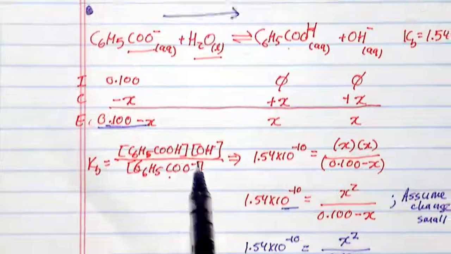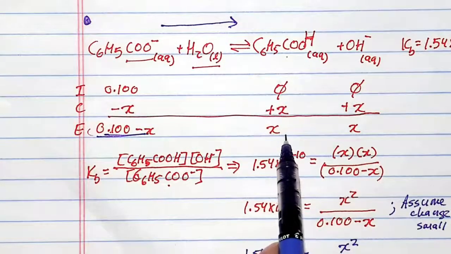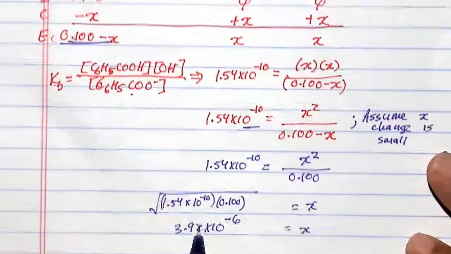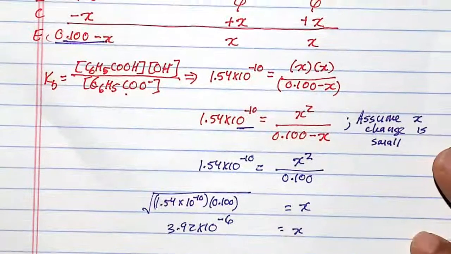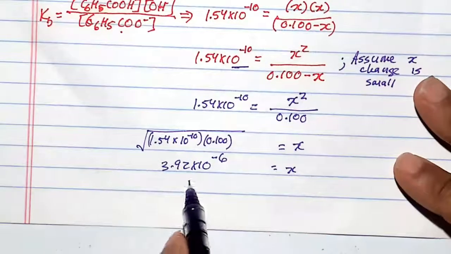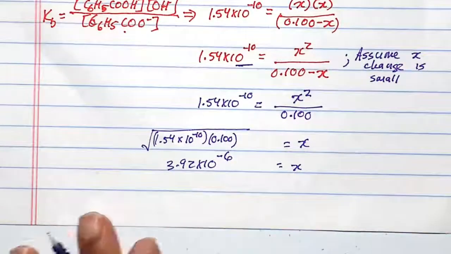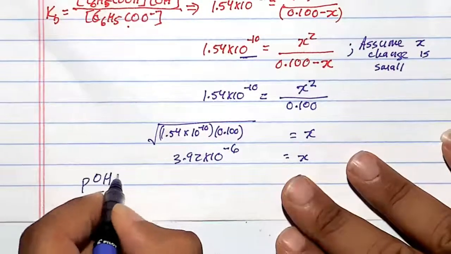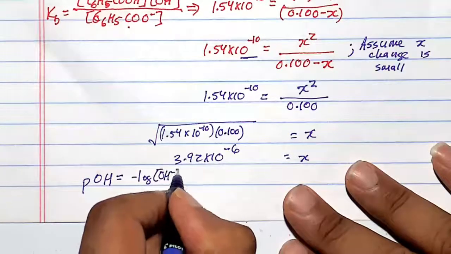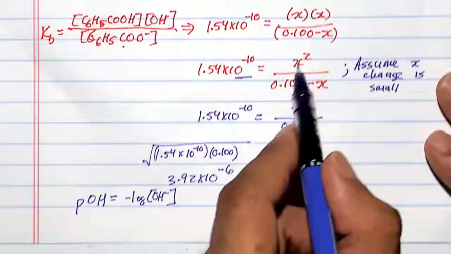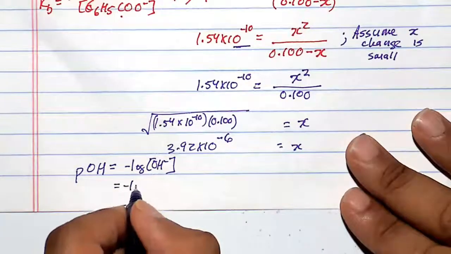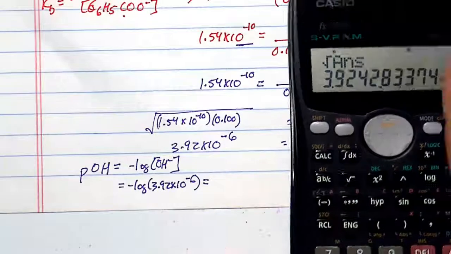Okay? What's my concentration at equilibrium of benzoic acid, the acid? It's going to be 3.92 times 10 to the minus 6, like micromolar amounts. What's my concentration of OH minus? That's x. Here's our x, 3.92 times 10 to the minus 6. Finally, we can solve for our pH. To do that, we'll solve for our pOH. pOH is minus the log of your OH concentration. We know our OH concentration at equilibrium is going to be 3.92 times 10 to the minus 6.